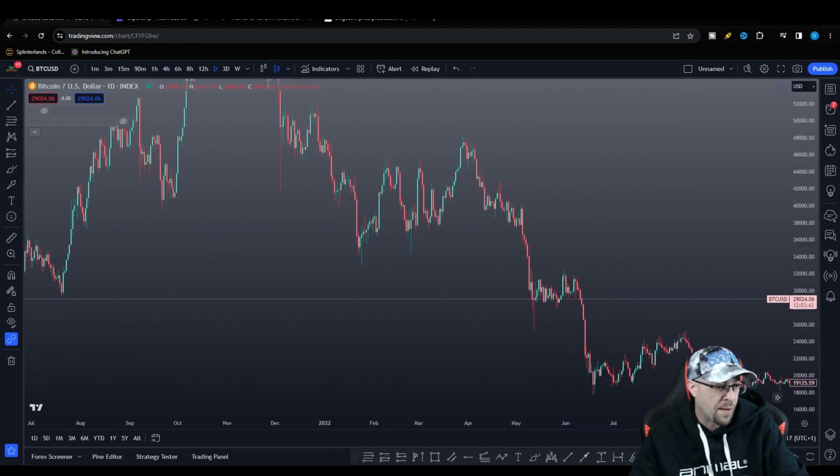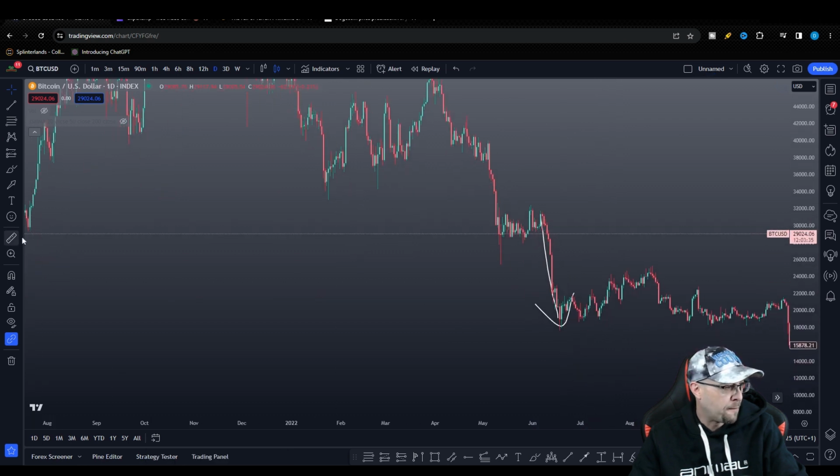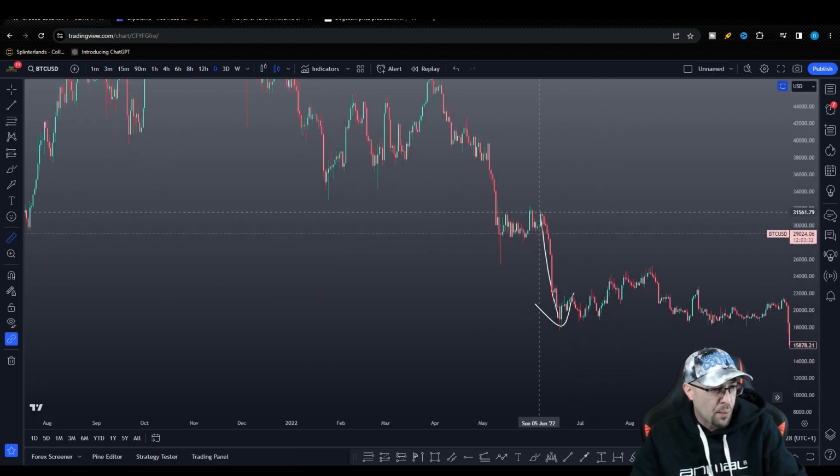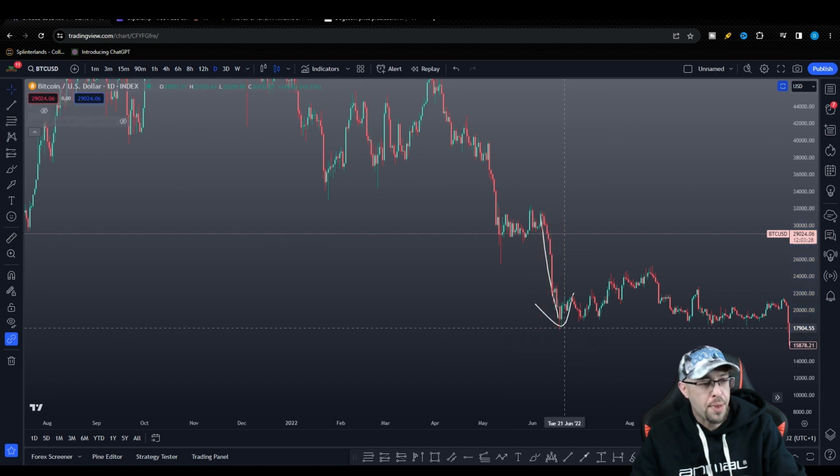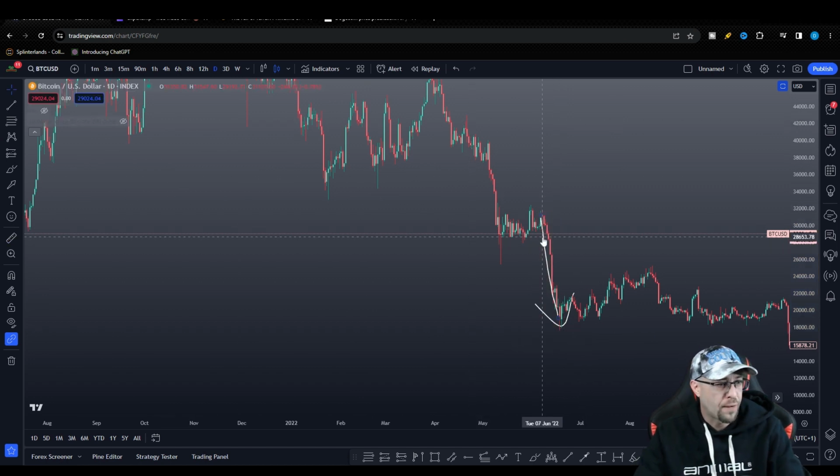How were people feeling on this day? 7th. Where are we? Here we go. 7th. Luna crash. Bang. People felt crap. That's how people felt. And that coincided with a move from the top to the bottom. 43% to the downside on Bitcoin just following that Luna crash.